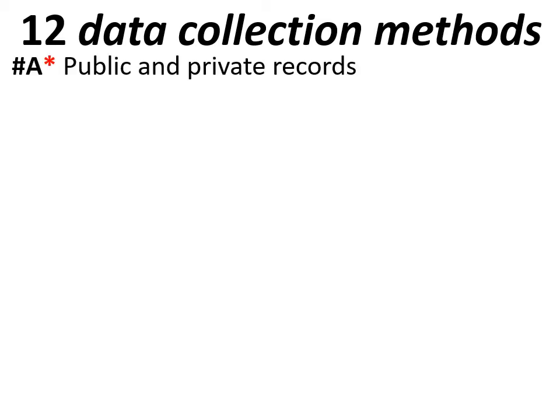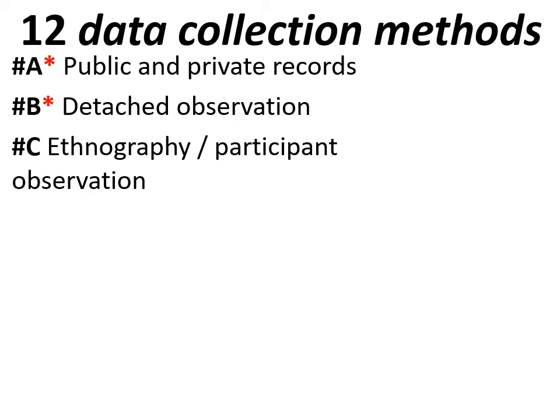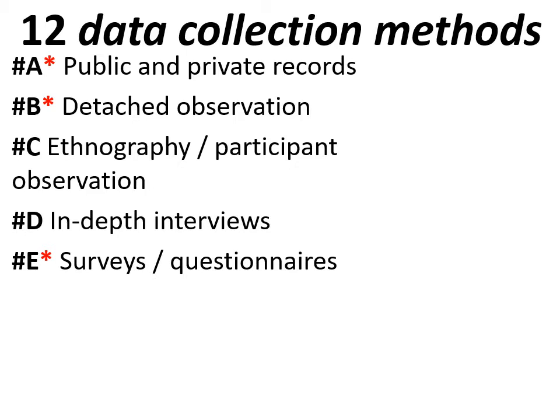So these 12 data collection methods were public and private records, and in particular, visiting archives that contain public and private records. Detached observation, which takes a lot of different forms and which is the de facto mode of data collection in physical geography. Ethnography or participant observation, in-depth interviews, surveys, and questionnaires. So surveys and questionnaires are something that you've all filled out. Most of you in this course, when you completed the survey at the beginning of the semester, that was an example of one of these.